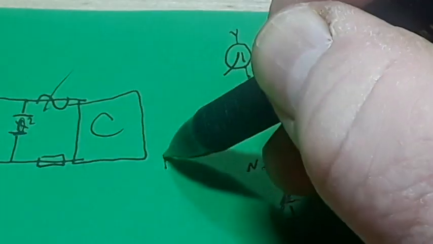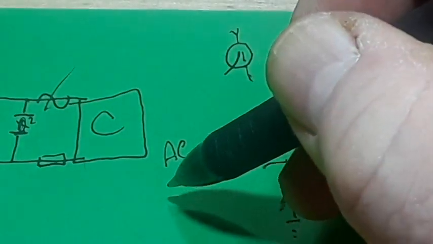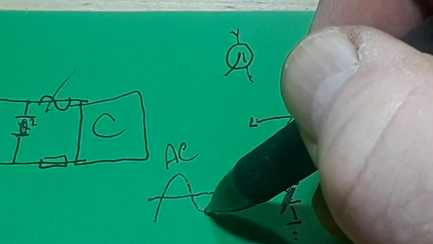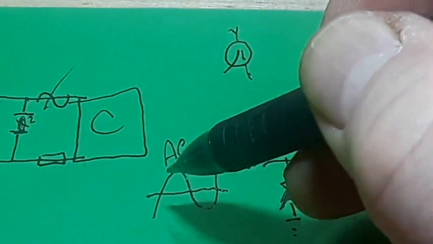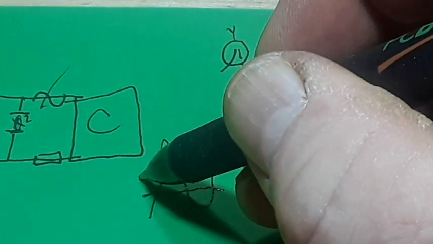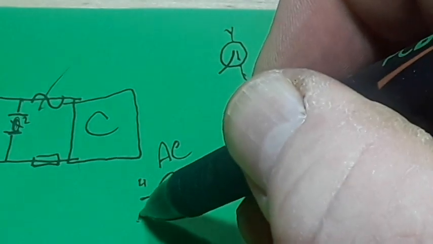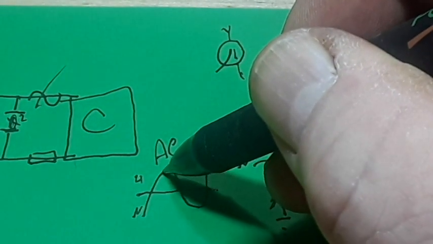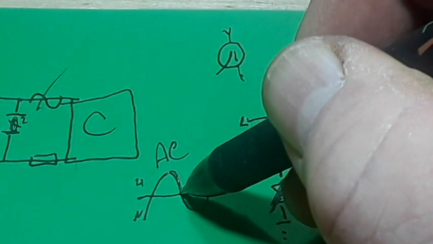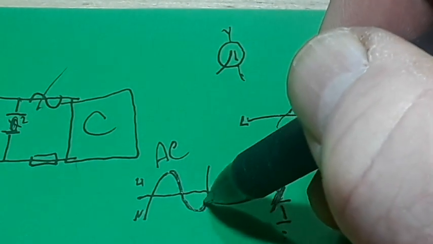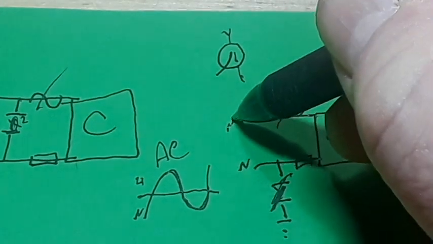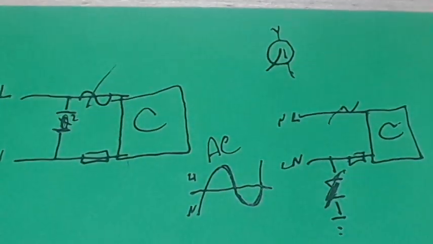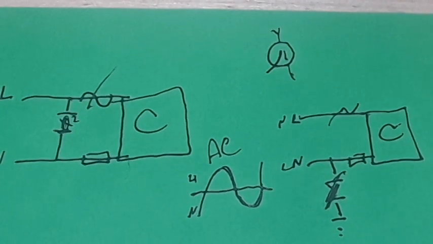But remember, we're talking about AC here. Here's our zero line. There's our AC sine wave. So let's say this is line, that's neutral. So right here, the live is going to be the more positive. Here, the neutral is going to be the more positive. So remember, these things can and will switch. So that's what's going on right there.